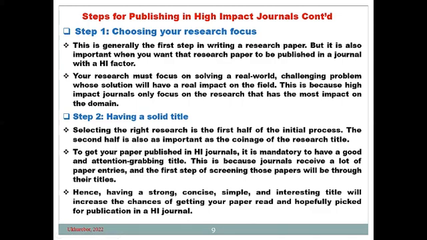Let's look at the first step, choosing a research focus. This is generally the first step in writing any review paper, any research paper you want to write.